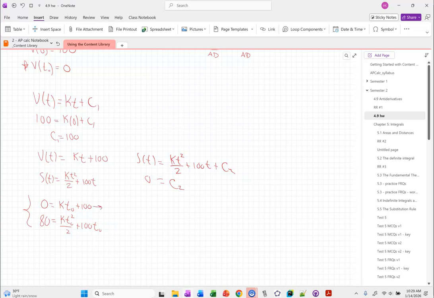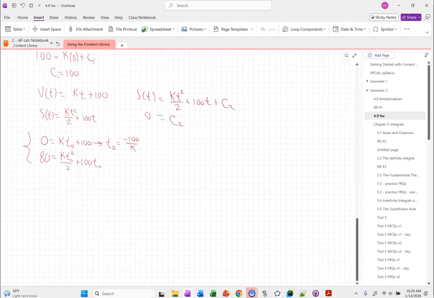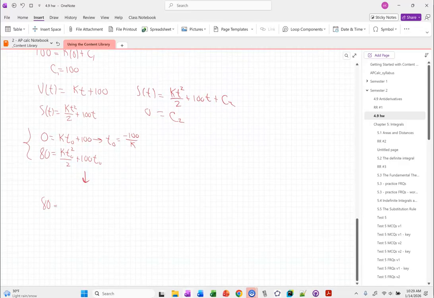I'd probably do this via substitution, since there's a quadratic here. So I'd say that T naught is equal to negative 100 over K. Okay, and then I would substitute that in here. So I'd have 80 equals K times negative 100 over K squared divided by 2 plus 100 times negative 100 over K. And I'd probably just graph that and find the intersection rather than grinding through the algebra, since the algebra looks like it's going to be kind of sucky.